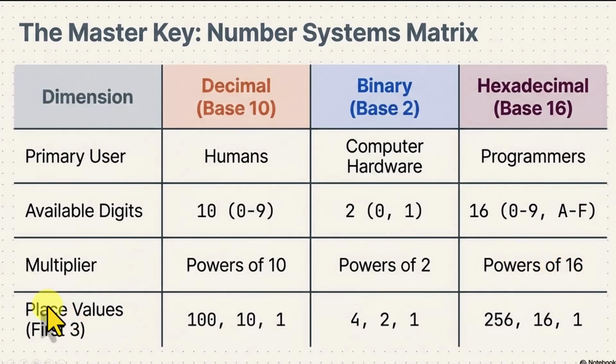In place values, the first three: in decimal, the place value of the first one is 1, then 10, then 100, and so on. In binary, that is 1, 2, and 4. In hexadecimal, that is 1, then the place value of the next one is 16, the next one 16 to the power of 2, that is 256. So 256 is the place value of that.